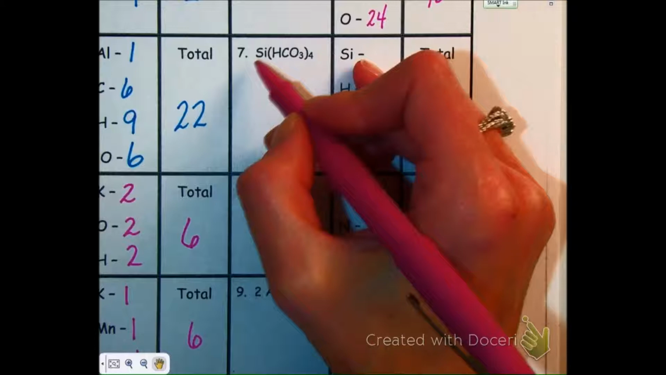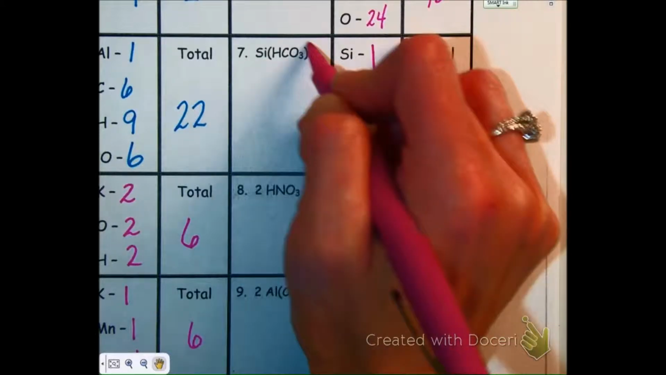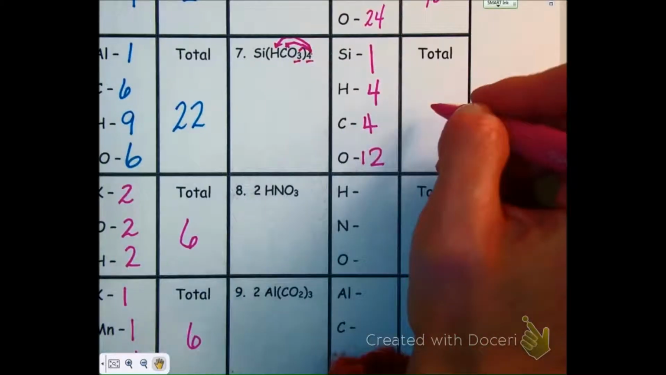4 times 1 is 4. And then 4 times 1 is 4. And then 4 times 3 is 12. Very good. You multiplied these for 12, for a total of? 21. Good. Nicely done. Only 3 more.